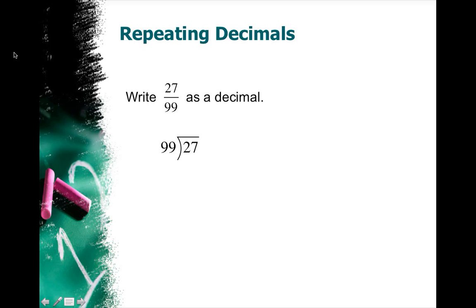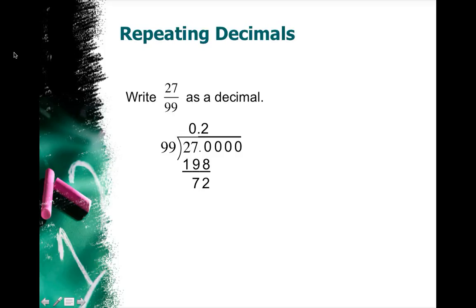Now 99 does not go into 27, so I need to extend my bar and add some zeros. So I'll put a decimal point there, add some zeros. 99 does not go into 27, but it does go into 270, so I'll carry my decimal point up, and 99 goes into 270 2 times. 2 times 99 is 198. When I subtract, I get 72, a remainder of 72.